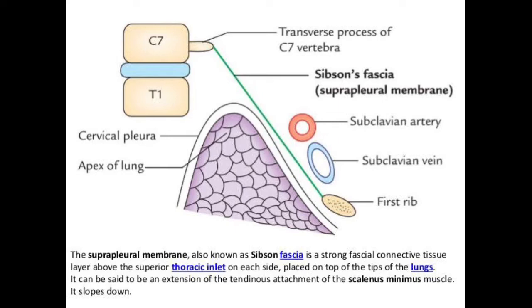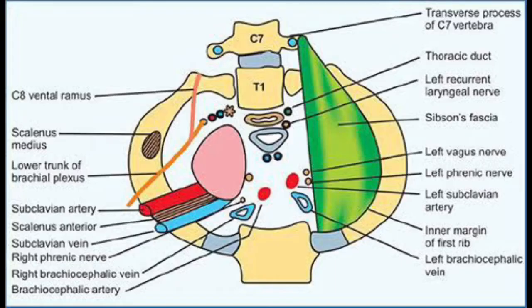Now, what are the functions of the Simpson's fascia? Number one, it protects the cervical pleura. Number two, and the most important, it resists the intrathoracic pressure at the times of respiration, and consequently the root of the neck is not puffed up and down during respiration. And next, it gives rigidity to the thoracic inlet. So these are the functions of the Simpson's fascia.